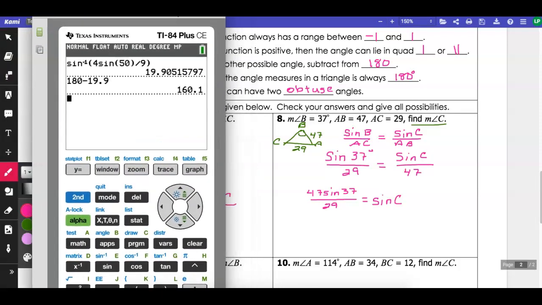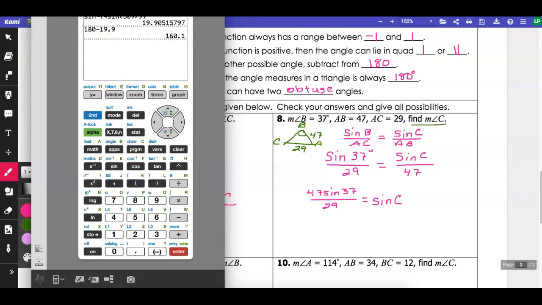I'm going to pull in my calculator here. So it's 47 times the sine of 37 degrees. Remember, make sure your calculator's in degree mode. Also remember to close the parenthesis after the 37. And now we're going to divide that by 29. So this number, 0.9753, this is between -1 and 1, right? It's less than 1. So we can find at least one angle measure that fits in this triangle.